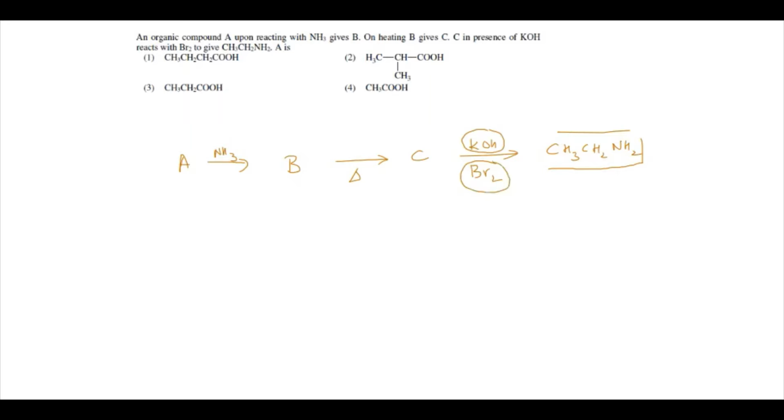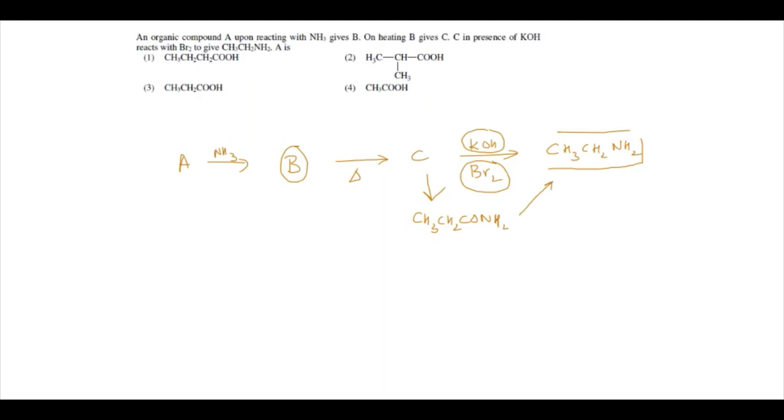We know that an amine will be obtained by Hofmann degradation reaction of an amide, and the amide will look like this. So an amide like this on Hofmann degradation will give an amine like this. So C is of course this compound, that is CH3CH2CONH2. Now C will be formed by heating of B.